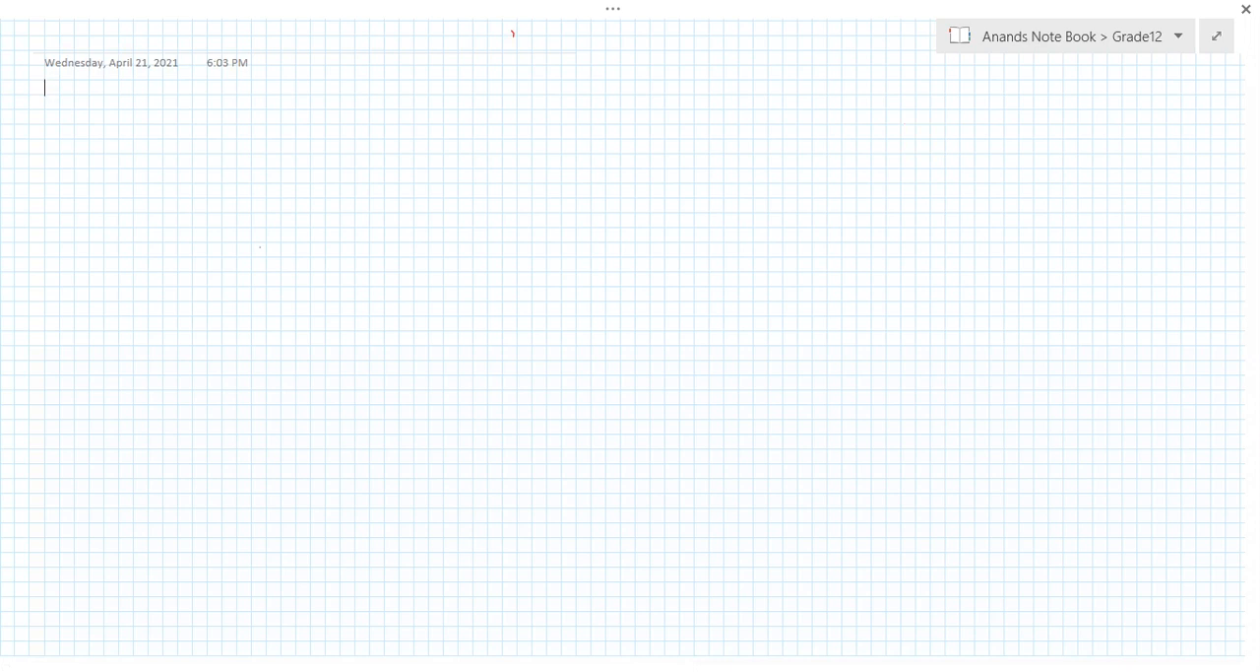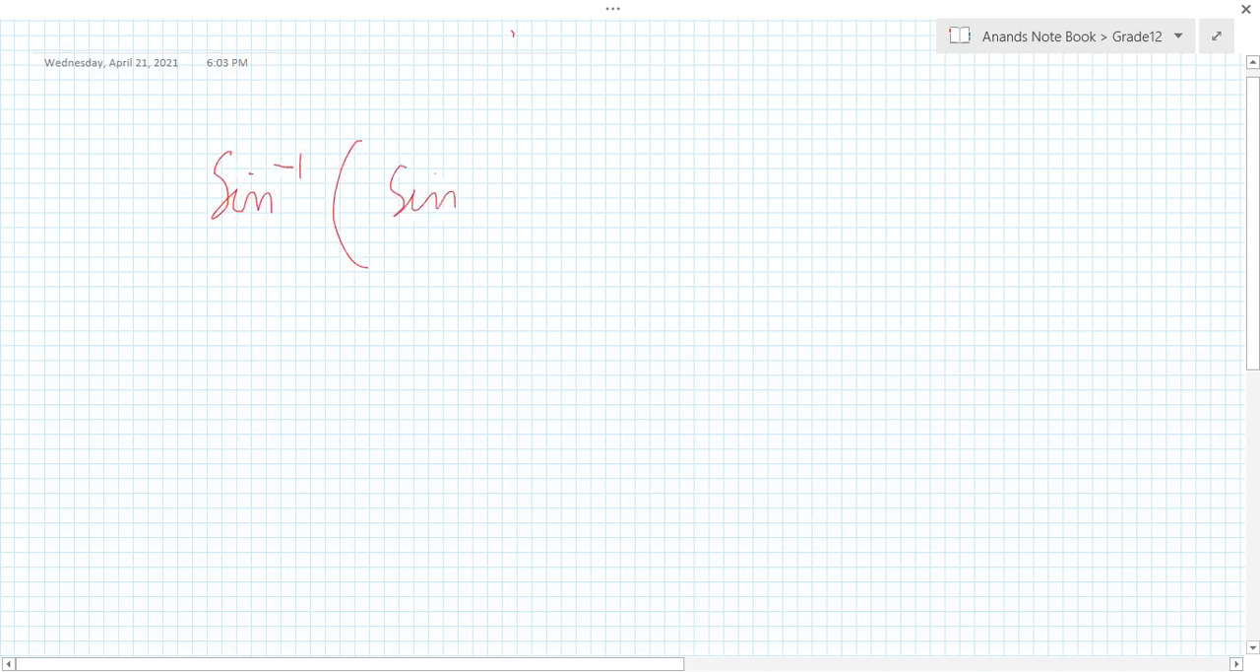Now look at this. Sine inverse of sine 2 pi by 3. What's the answer?